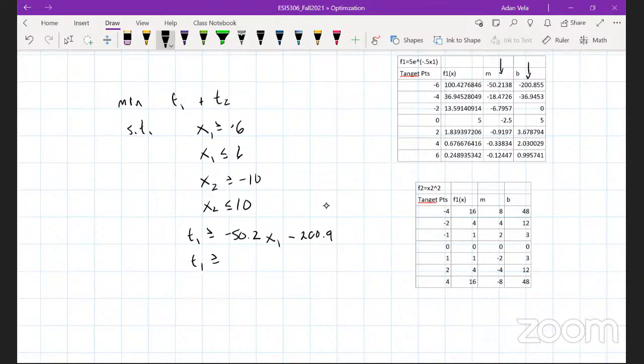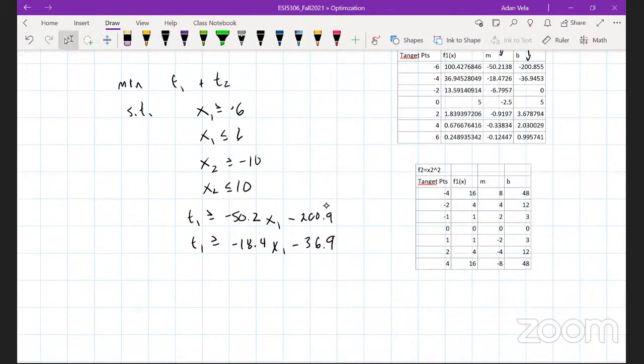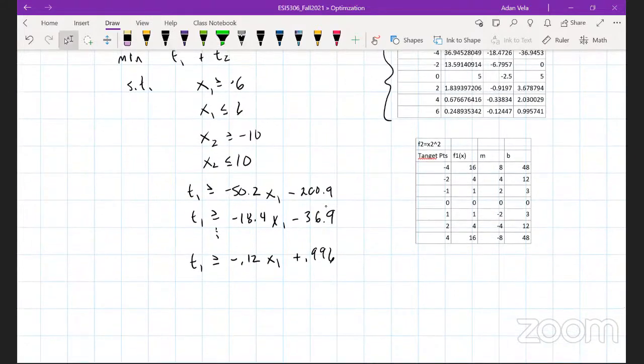Right. And we're going to go through each of these. Again, I'm not going to write these down perfectly, but hopefully you understand sort of where I'm pulling these values from. And this process repeats for each of these tangent points, right, until we get down to minus 0.12 x1 plus 0.996. Right. Now these, again, these sets of equations approximate 5 times the exponential of 1/2 x1.